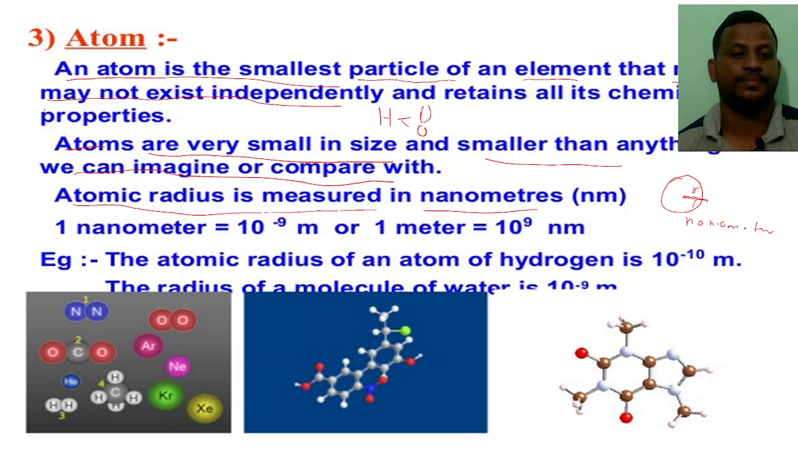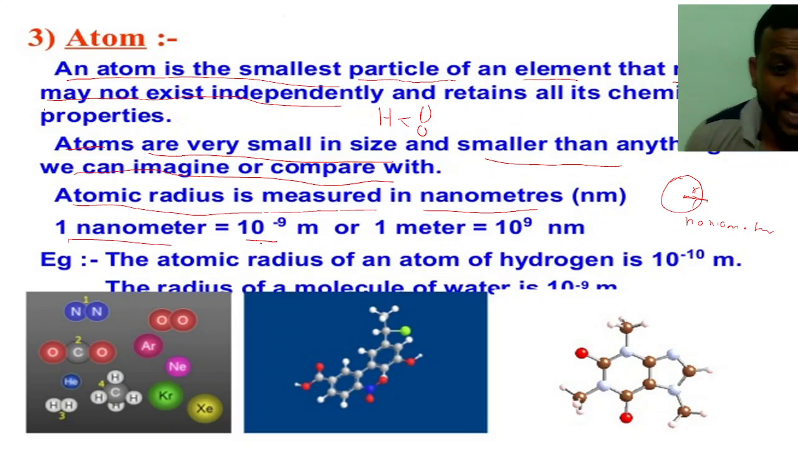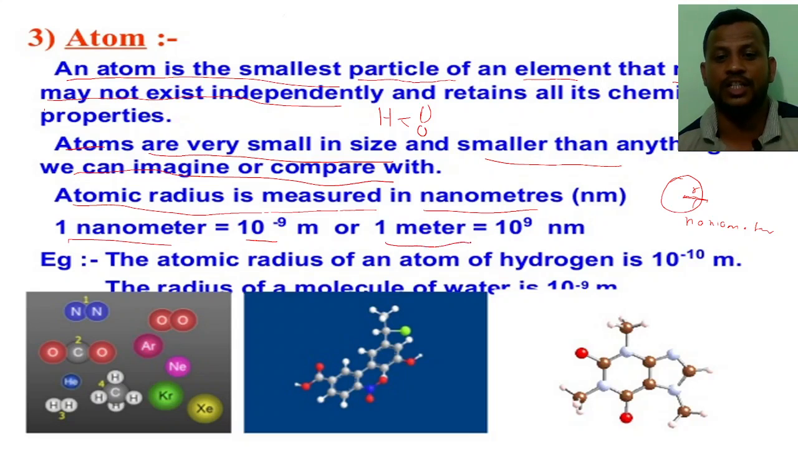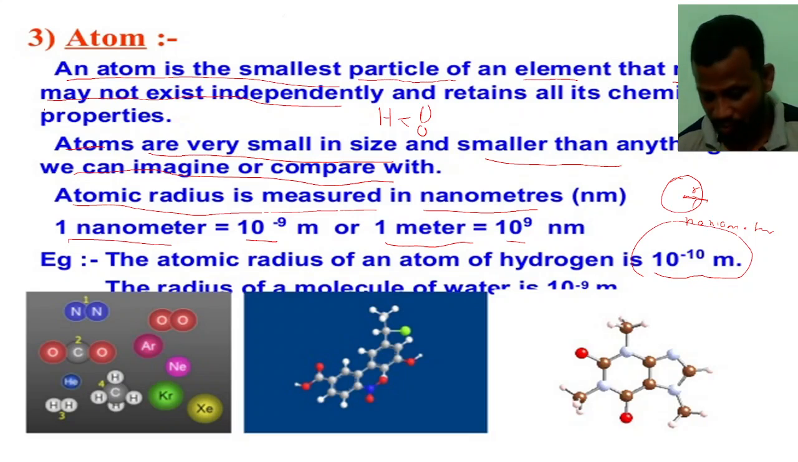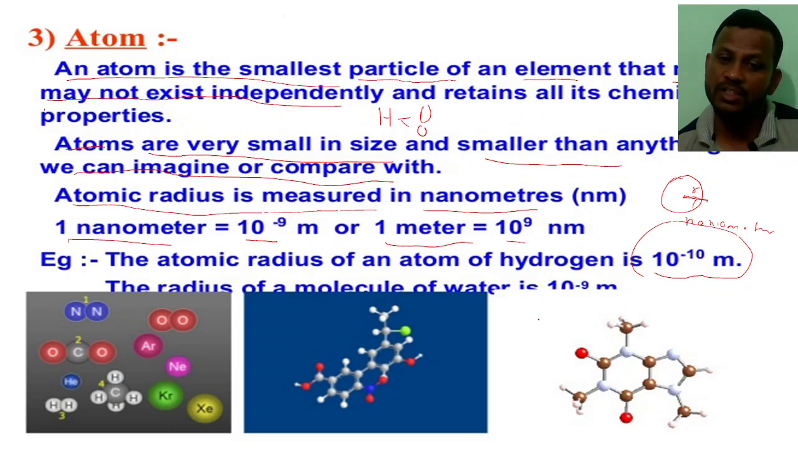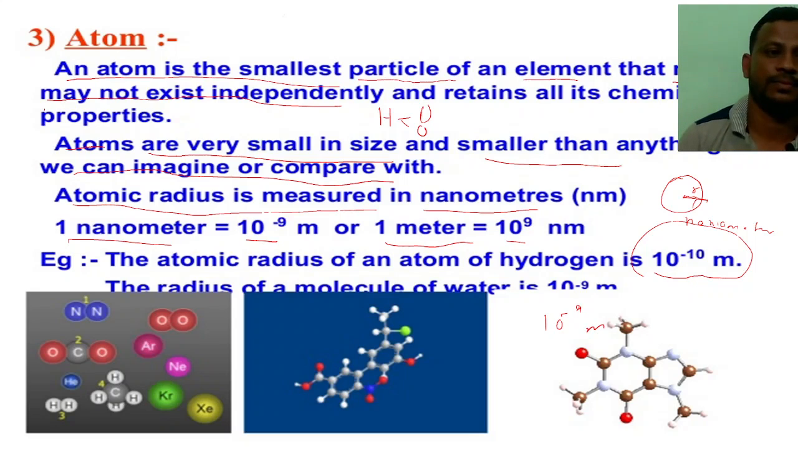Here, 1 nanometer is equal to 10 raised to minus 9 meters, or 1 meter is equal to 10 raised to 9 nanometers. For example, the radius of an atom of hydrogen is 10 raised to minus 10 meters. The radius of the molecule of water is 10 raised to minus 9 meters. Are you getting my point?